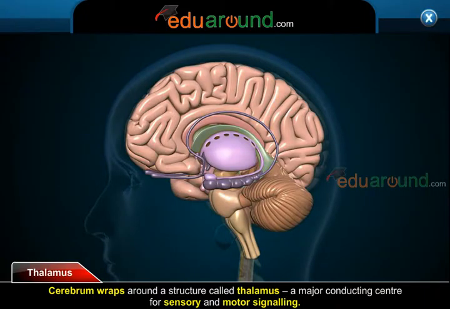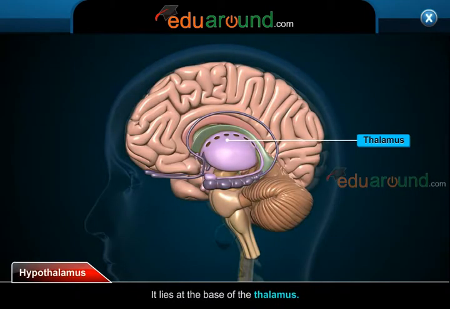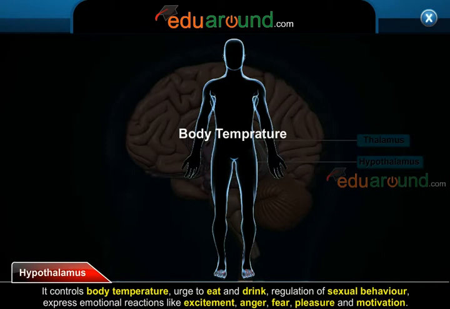Thalamus. Cerebrum wraps around a structure called thalamus, a major conducting center for sensory and motor signaling. Hypothalamus. It lies at the base of the thalamus. It controls body temperature, urge to eat and drink, regulation of sexual behavior, and expresses emotional reactions like excitement, anger, fear, pleasure, and motivation.